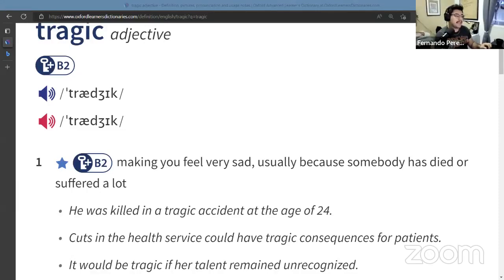For us, for Mexican people, it's very easy because it's very similar to Spanish. So that's not a problem. Perfect. Let's go to the next one.